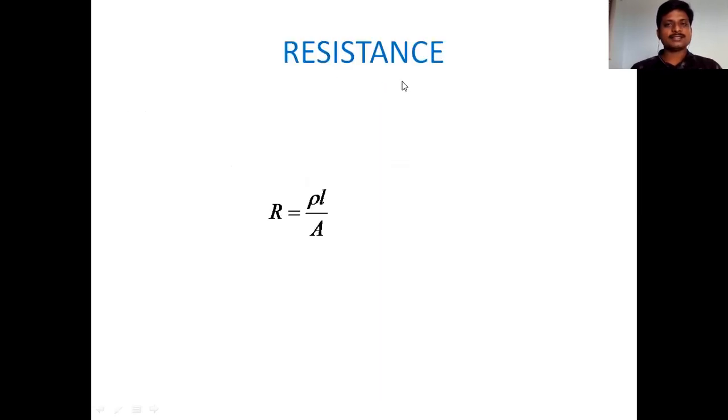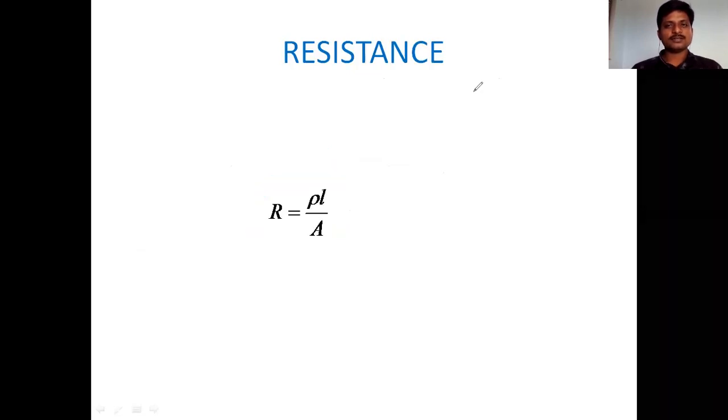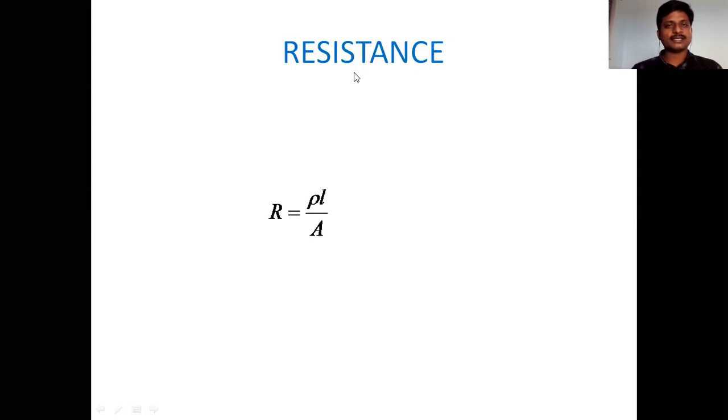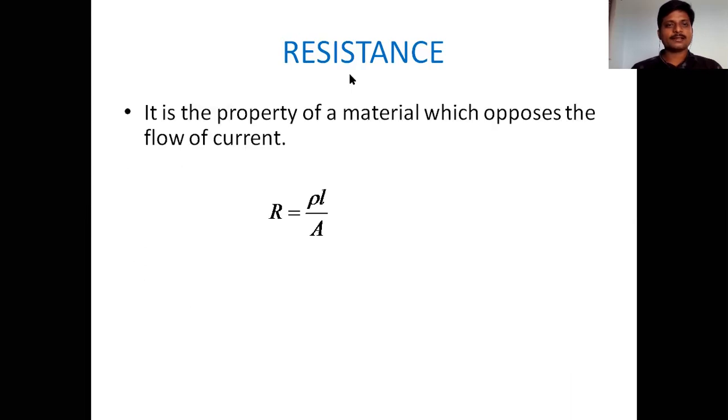Now let us see what is resistance. This is the mathematical expression for resistance, as you can see on the screen. If you want to define it in words, resistance is the property of a material which opposes the flow of current through it. It opposes the flow of current through the conductor or wire. That is called resistance.